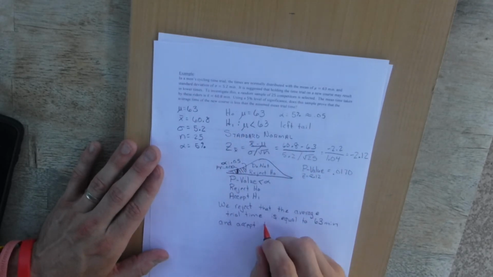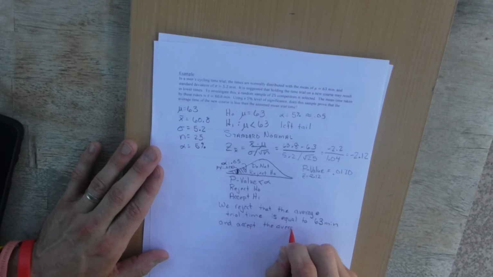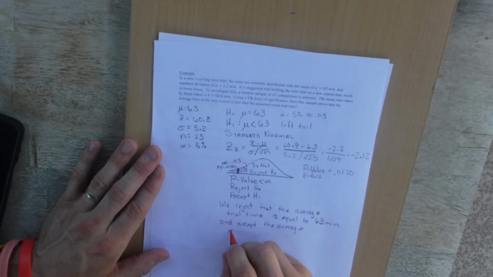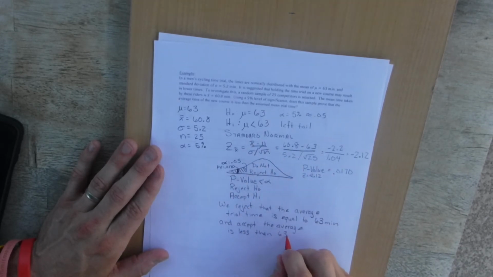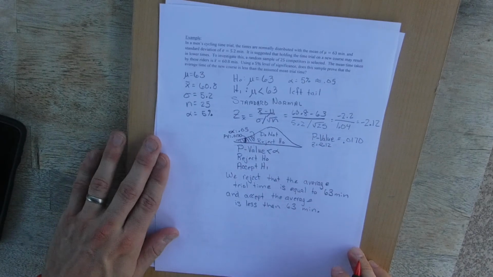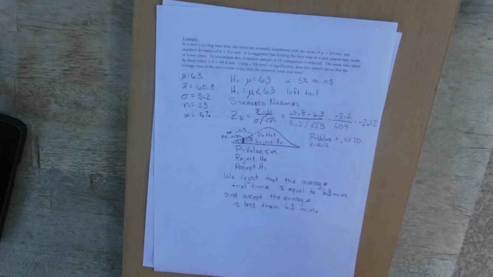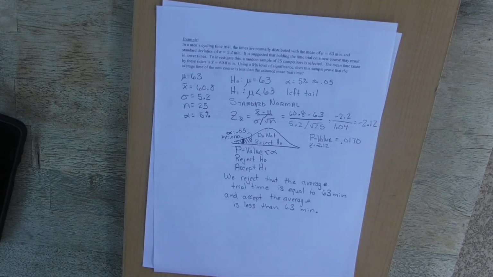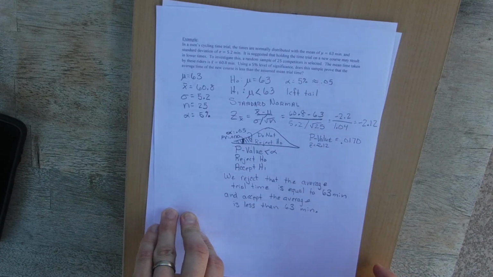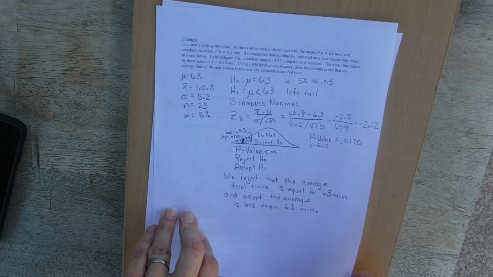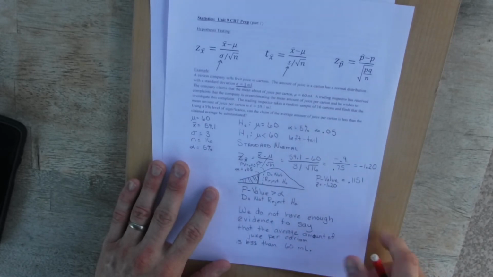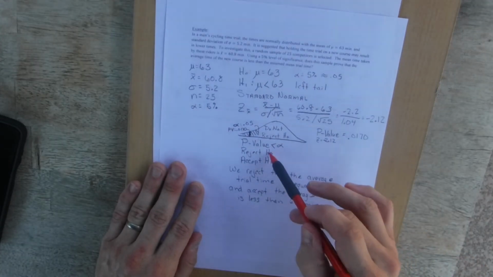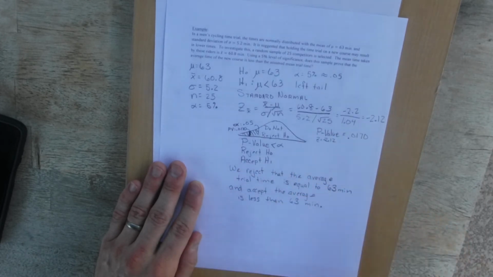Okay, so we reject H naught and accept H1, the average is less than 63. Again, just read it once just to make sure you don't sound like a knucklehead. So we reject that the average trial time is equal to 63. So we reject that the average is equal to 63 and accept the average is less than 63. Outstanding. Okay, so again, when we do not reject H naught, we do not have enough evidence to say H1. When we reject H naught, we accept H1.